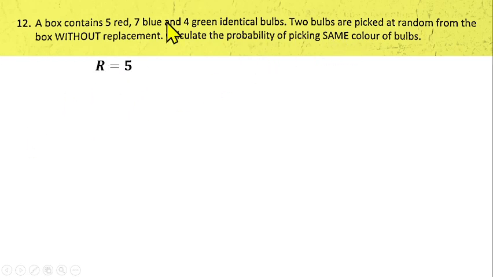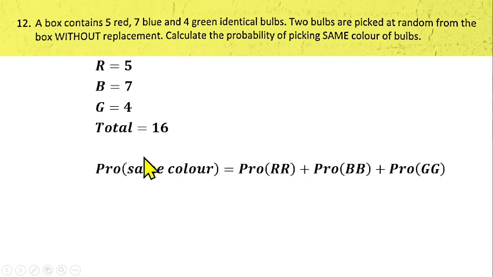So like I told you, from the probability, you have 5 red, we have 7 blue, and we have 4 green. So the total number of bulbs will be 16. So we have to calculate the probability of the same color. That will be the probability if two bulbs are picked. So the probability of the same color will be the probability of red, because the first bulb is red and the second bulb is also red, plus the probability of blue plus the probability of green. And don't forget that this is a conditional probability, which is without replacement.